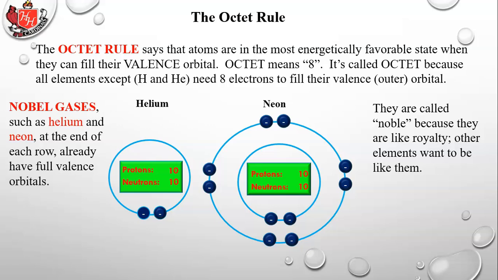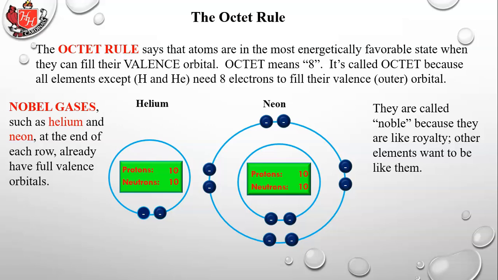So, noble gases such as helium and neon at the end of each row already have full valence orbitals. If you look at helium, it has 1 orbital. The first orbital can hold 2 electrons, and that's what helium has. It has 2 electrons in that first orbital, so it's filled. It can't fit any more electrons in that first orbital. That means the next electron would have to go into a second orbital.